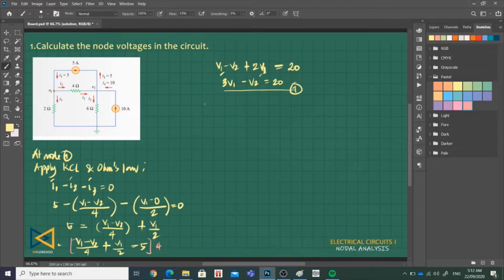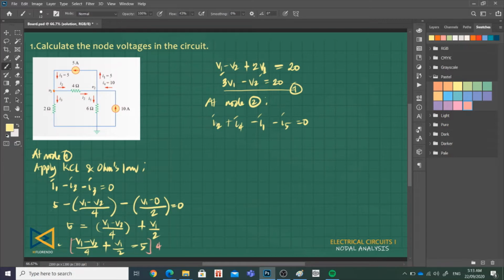Ayan. And then, at node 2, ganun din ang gagawin natin. Apply KCL and Ohm's law. So, sa node 2 natin, we have I1 leaving, entering I4, entering si I2, leaving si I5. So, unahin na natin si I sub 2. Entering kaya positive si I sub 4, so plus I sub 4. Leaving, so minus I sub 1 minus I sub 5 equals 0. So, I sub 2 entering, entering din si I sub 4 kaya positive, leaving yung dalawa, I1 and I5.